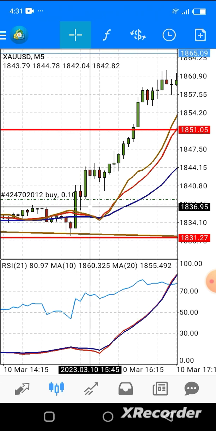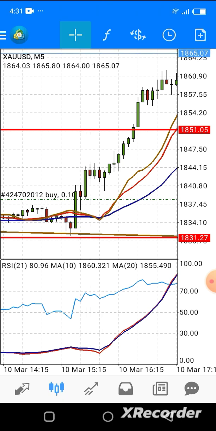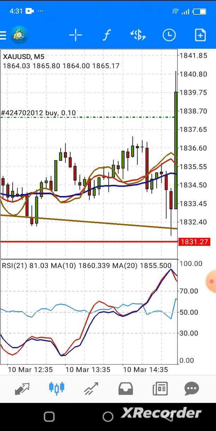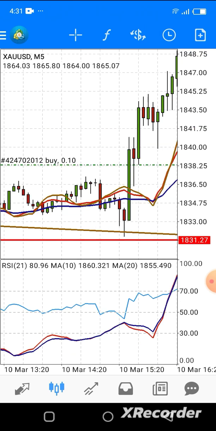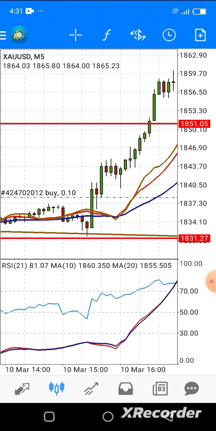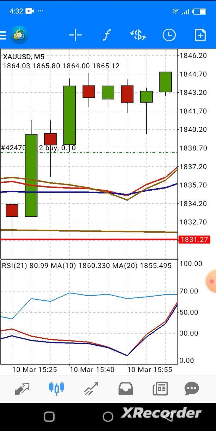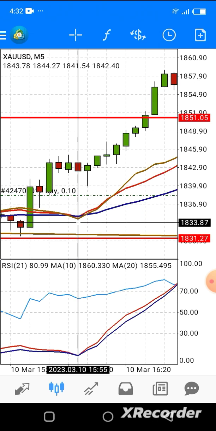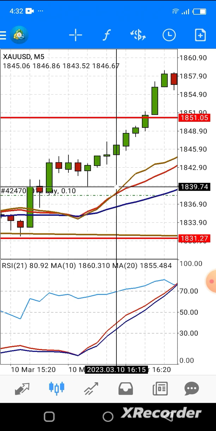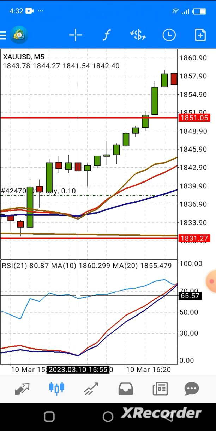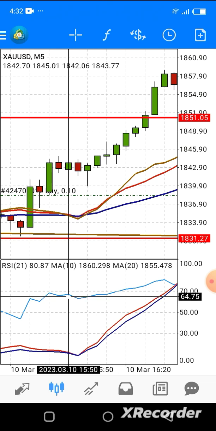This is why I entered right here. You can see the brown moving average on the main chart has crossed over the longer period moving averages. Like I said earlier, this brown moving average is a small period moving average. Once it crosses over these two moving averages, I knew it was time to buy. Then looking at my RSI, I knew it was time to buy. So this moving average just confirmed everything for me.